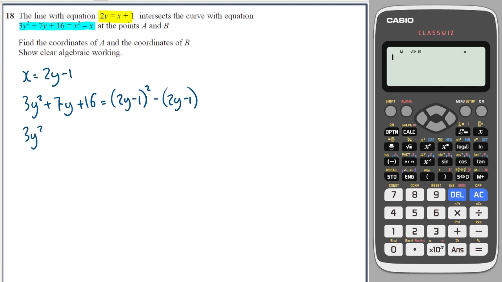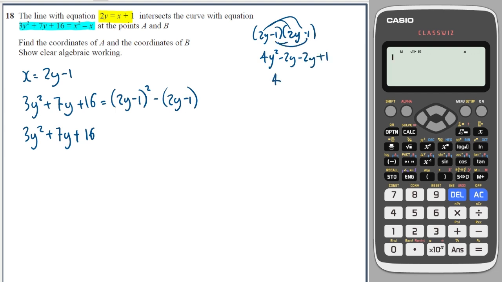Okay, next I'm going to expand these brackets, and I'll just do this over here on the side, just to make sure I don't make any mistakes. This gives me 4y squared minus 2y minus 2y plus 1. So that's 4y squared minus 4y plus 1. Okay, great. And then I'm going to multiply out this, being very careful to apply the negative to both terms. So I get minus 2y and I get plus 1.